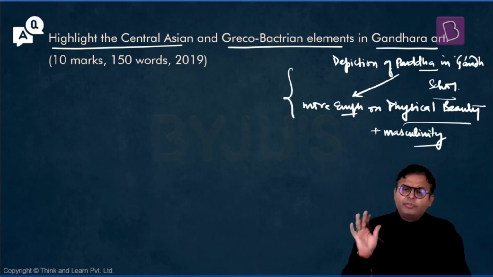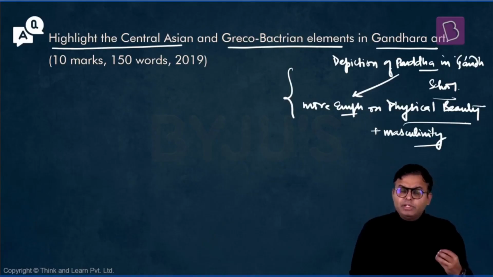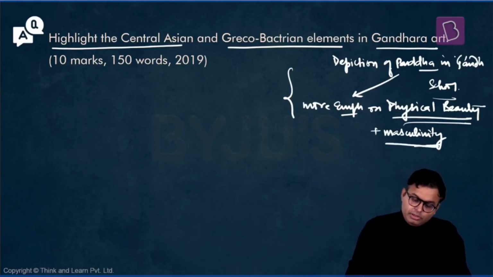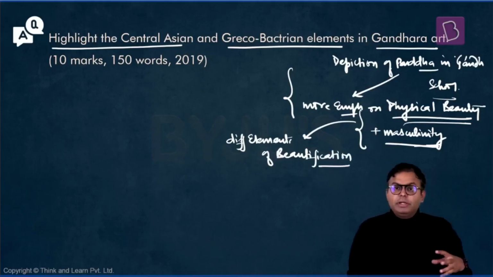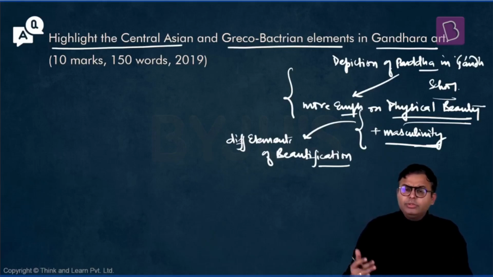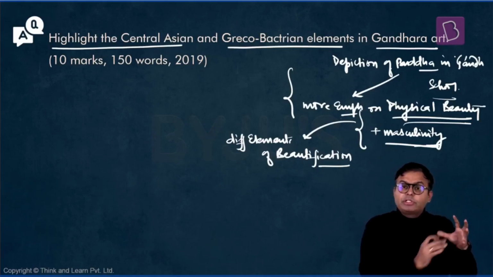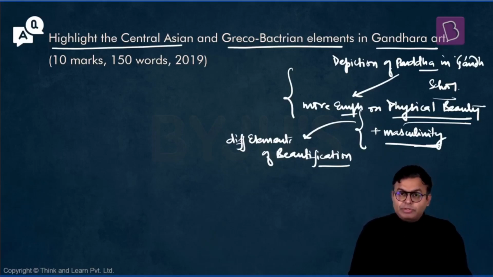So this is the basic difference. And when you understand the basic difference, that more emphasis is on physical beauty, on masculinity, then you have to write what were the different elements of beautification, who all were sculpted. We know that the Bamiyan images have been destroyed by the Taliban. It was in the news. So we have to focus on the features, but before that we have to understand the mindset of those who patronized.